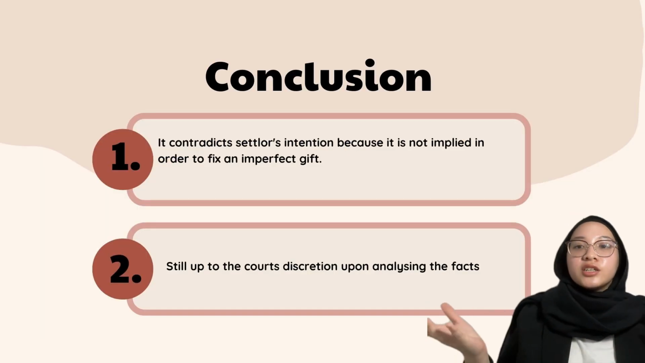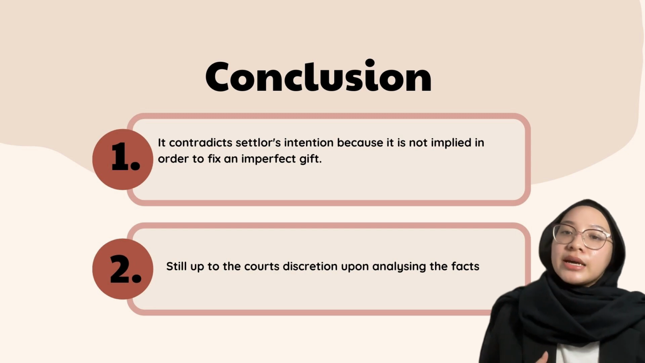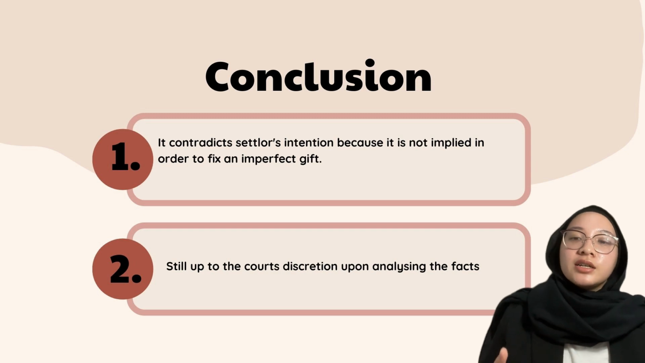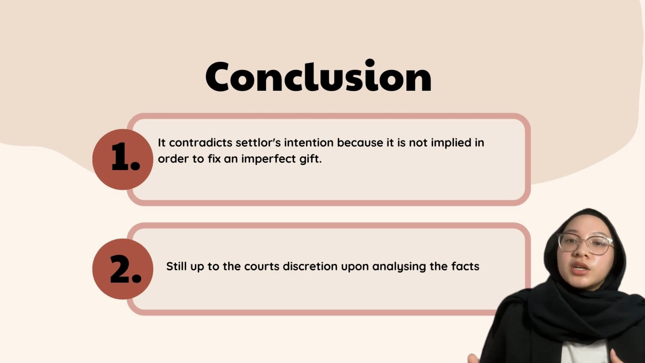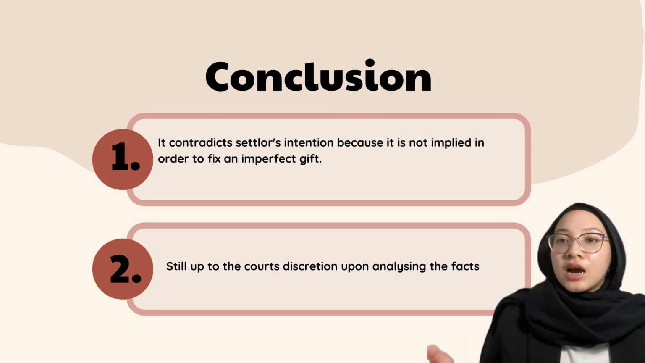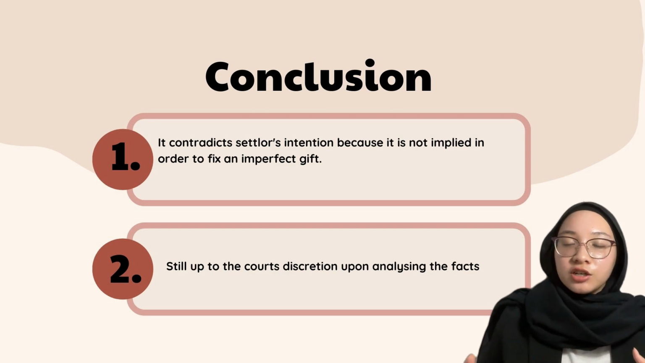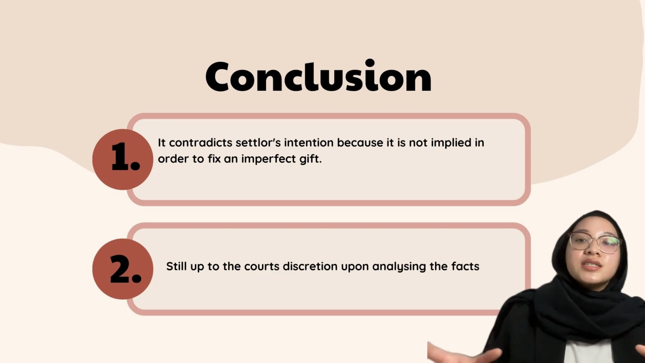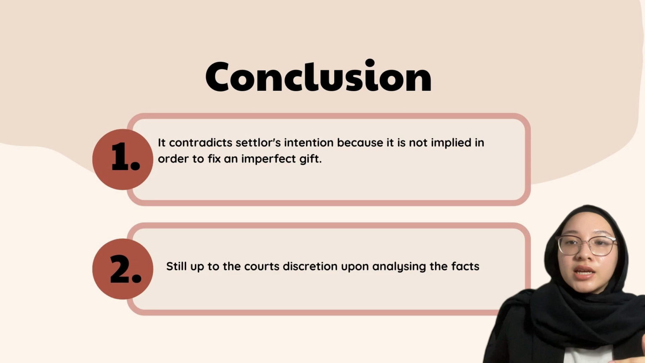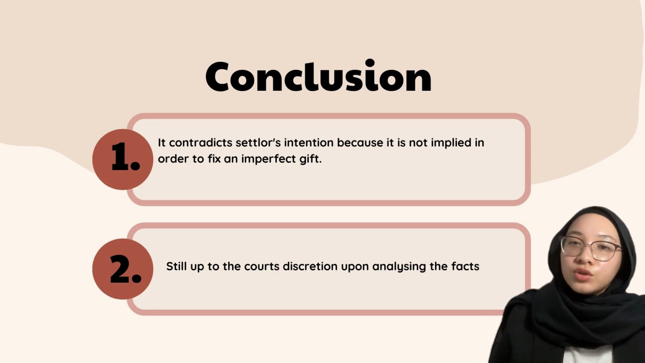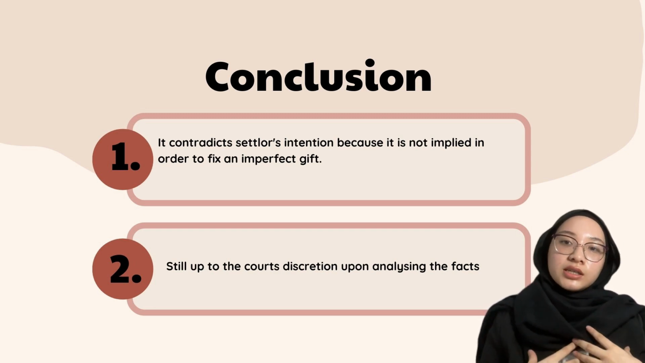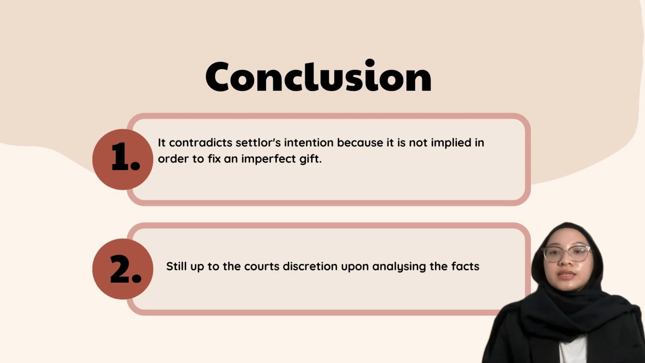In conclusion, based on the discussion I have made in this video, the maxim that equity will not perfect an imperfect gift and equity will not assist a volunteer thus contradicts the settlor's intention. Because of the latter maxim, trust will not be implied in order to fix an imperfect gift. However, it is still up to the court's discretion upon analyzing the facts, because there are instances where the gift was made in contemplation of death, or the settlor has done everything in his power to give the gift to the donee, but before the gift can be completed, the settlor dies, and when the donee as a volunteer seeks the gift, the maxim prevents them from it.